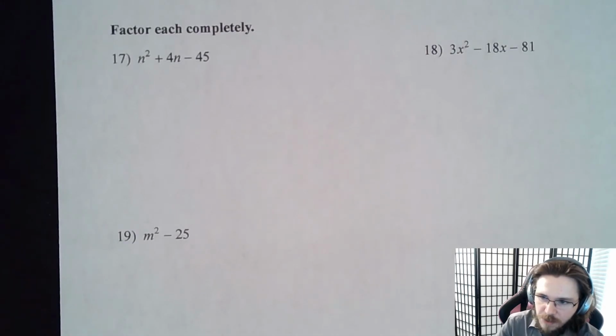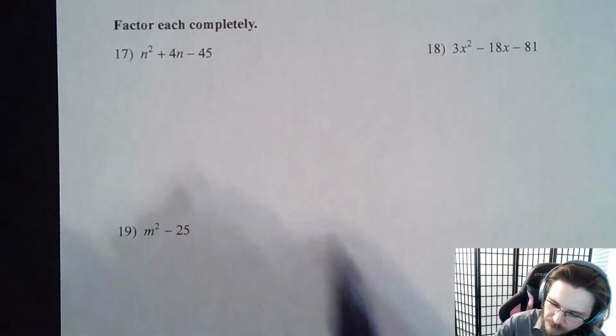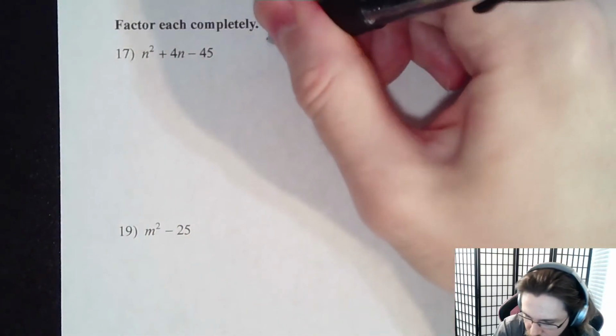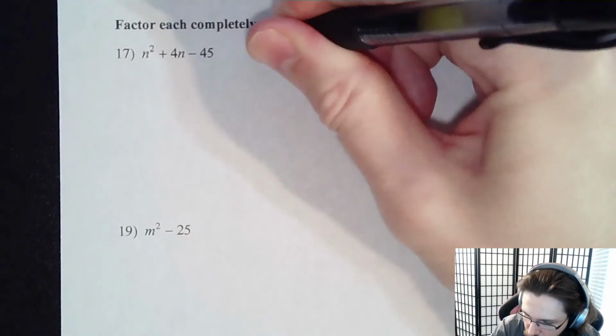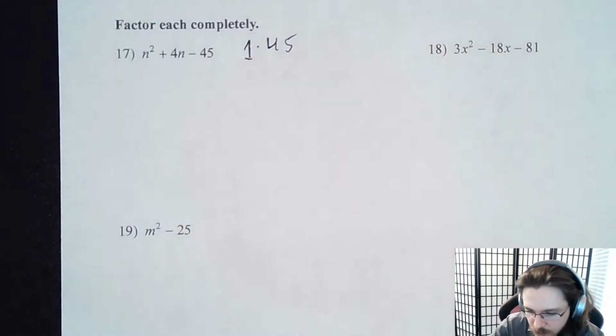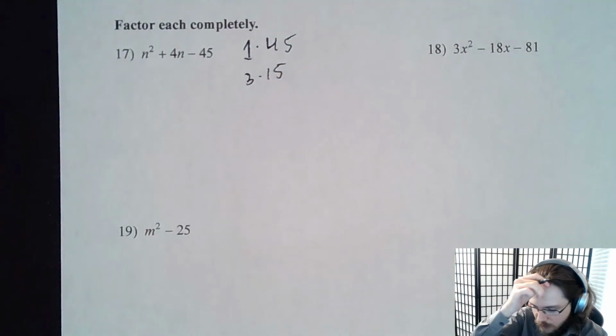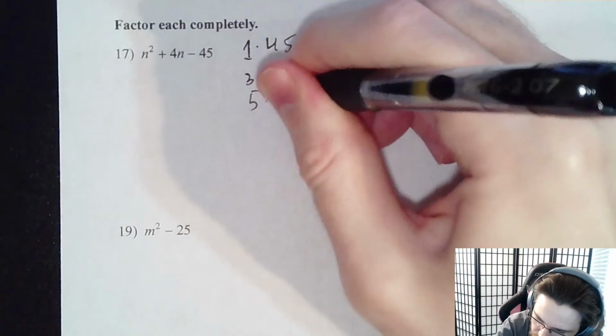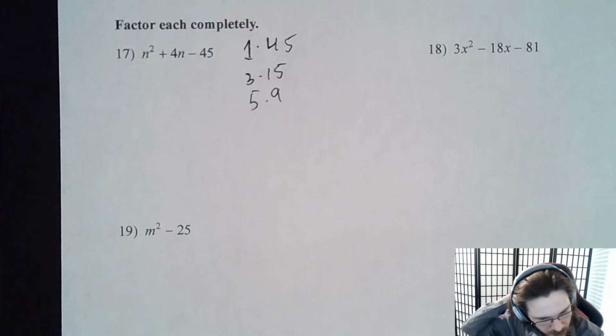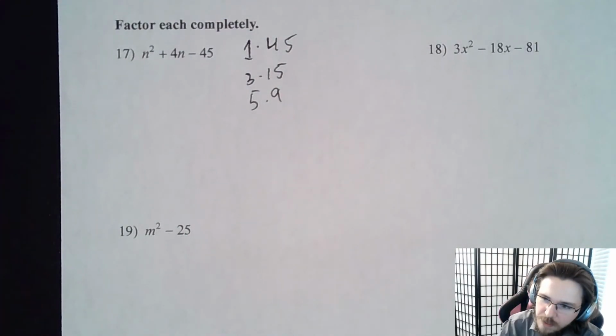Number 17, factor completely, our most recent lesson. So we've got to figure out the stuff that multiplies to -45 first. So we've got 45. 1 times that 45. 2 does not work. 3 does work. 3 multiplied by 15. 4 does not work. 5 does work. 5 times 9. 6 doesn't work. 7 doesn't work. 8 doesn't work. 9 would be a repeat. So those are our only possibilities.